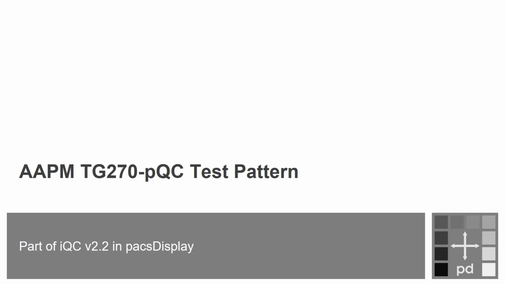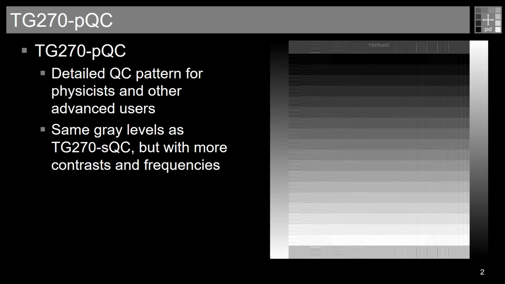In this video, we'll review the AAPM TG270-pQC test pattern, which is included as part of the test patterns in the iQC version 2.2 of the PAX display software. The AAPM TG270-pQC test pattern is a detailed QC pattern for physicists and other advanced users. It has the same gray levels as the AAPM TG270-sQC test pattern, but with more contrasts and frequencies. On the next few slides, we'll go through the details of the many features of this pattern.